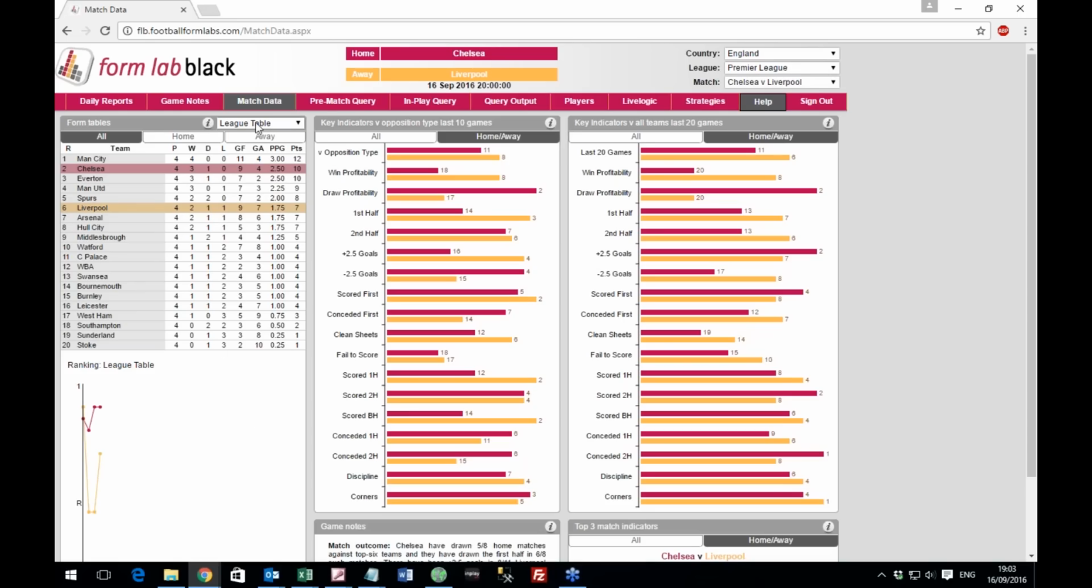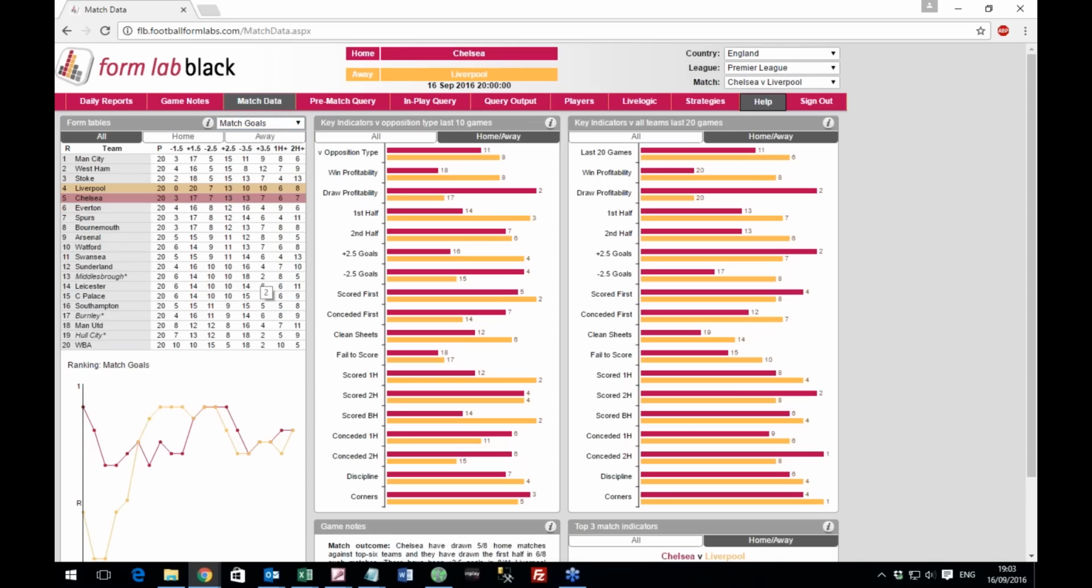On the drop down here, you can see a lot more tables. Ones that I like to look at first of all, let's go for match goals. This is the last 20 all home or away games and what's happened in those games for those teams. So it's currently selected all. Obviously all is home and away.